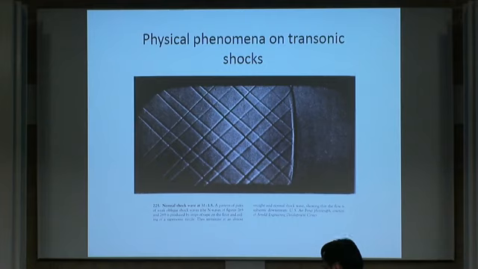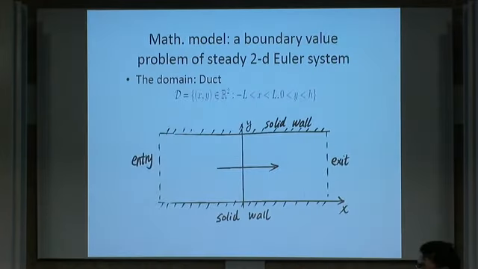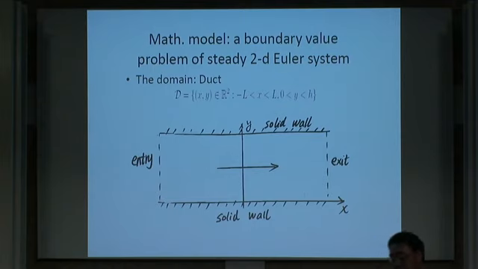Transonic shocks have many applications in gas dynamics, including the supersonic units of turbojets. Our aim is to study transonic shocks by suitable mathematical models. Our mathematical model is a boundary value problem of the Euler system. First, we consider the domain. Our domain is a rectangle in the plane with length 2L and height h. It represents a straight duct.